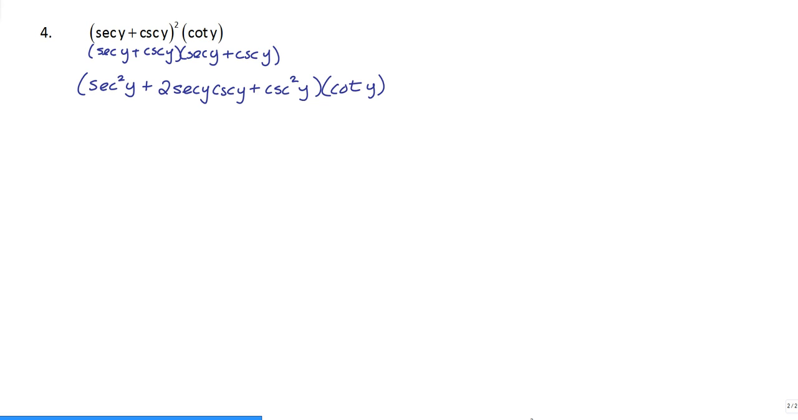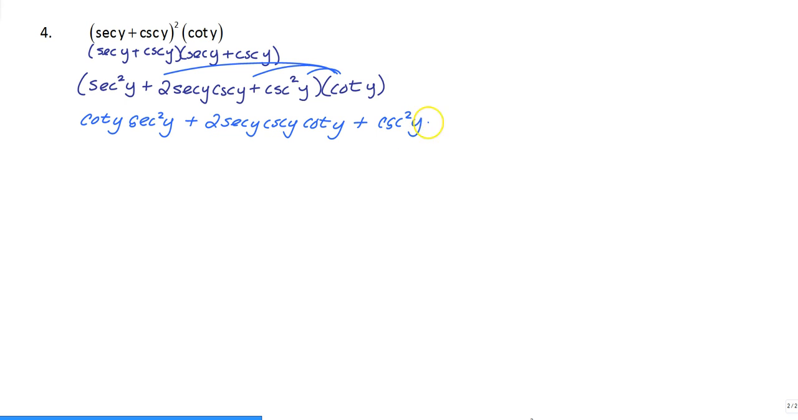So you still can't start doing reciprocals yet because you now have to distribute this to all three terms. To do that, it's just distributing. So you're going to end up with cotangent y secant squared y plus 2 secant y cosecant y cotangent y plus cosecant squared y cotangent y.